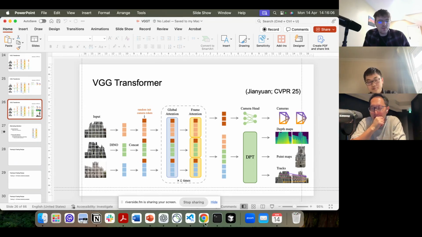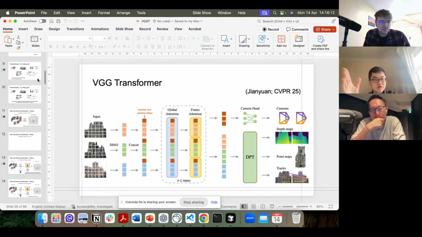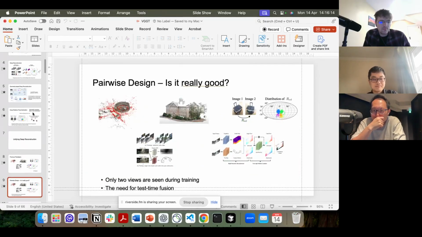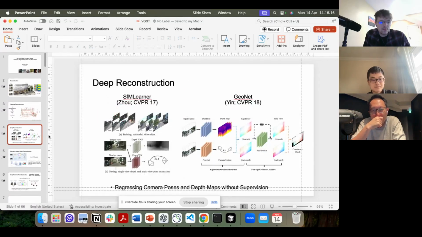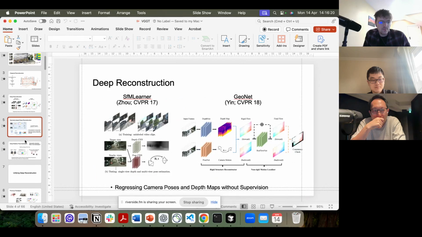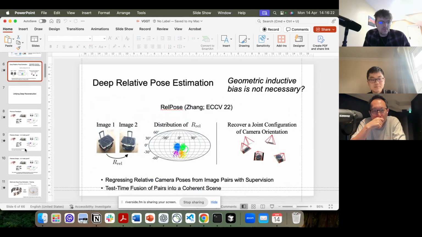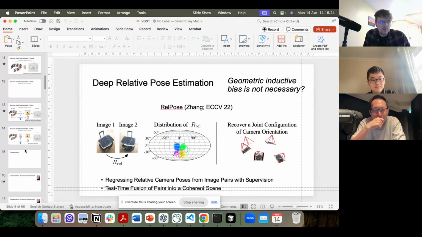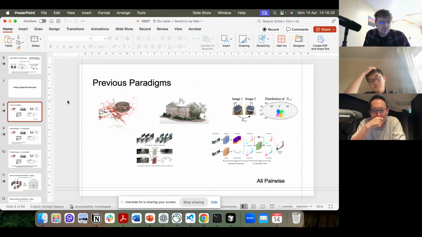Could you explain a little bit this concept of pairwise? Am I right to say that when you say pairwise, basically all this prior work is relating one image to another image, whereas in your case, you are taking a whole sequence of images? Yes.